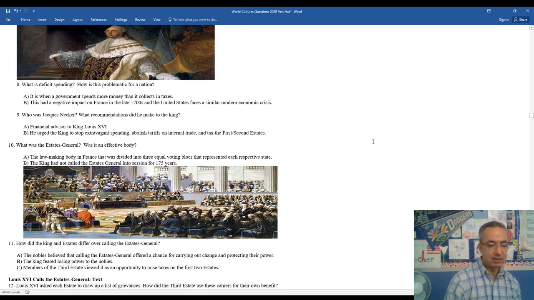How did the king and the states differ over calling the States General into session? Nobility believed that calling the States General offered a chance for carrying out change and protecting their power. The king feared losing power to the nobility.